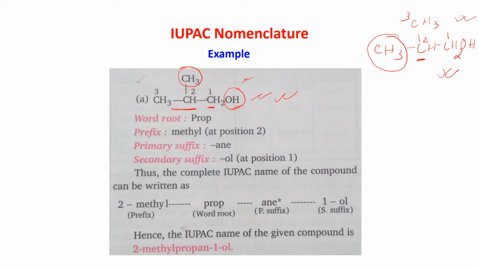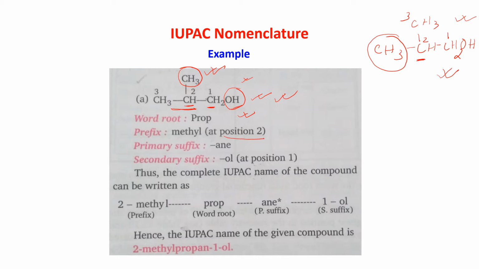Now I am having 3 carbon atoms, so the word root is prop. Now I have to find out what the prefix is. Prefix is the substituent, that is the methyl group, CH3. Only writing the methyl group will not be enough. You have to write the position also, in which position the methyl group is present. So the methyl group is present in the second carbon atom. So the prefix is methyl at position 2.